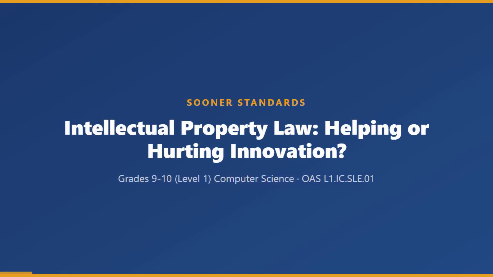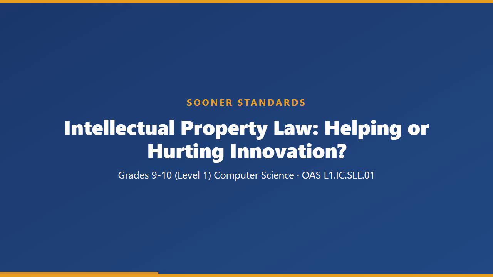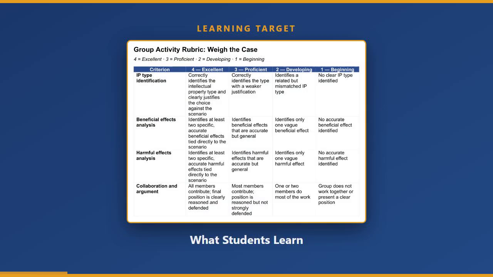From Sooner Standards: Intellectual Property Law, Helping or Hurting Innovation, complete grades 9 to 10, Level 1 computer science unit for Oklahoma Standard L1.IC.SLE.01. Students learn to describe the beneficial and harmful effects that intellectual property laws can have on innovation, using copyright, patent, and trademark law as evidence.